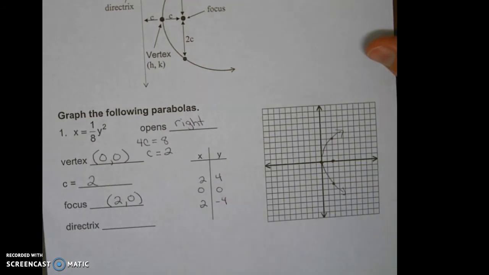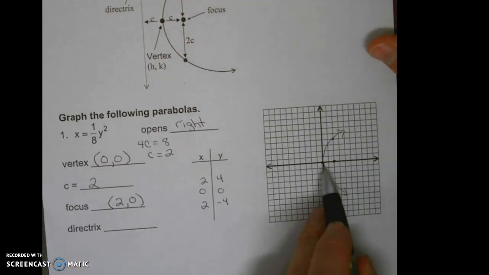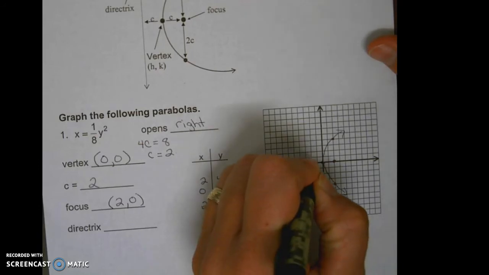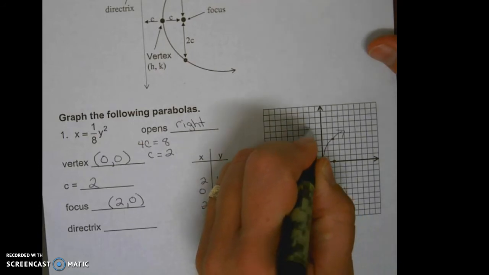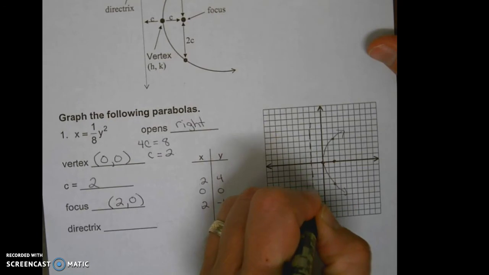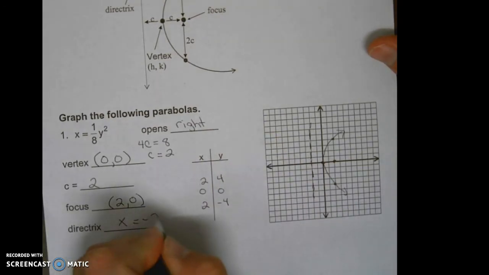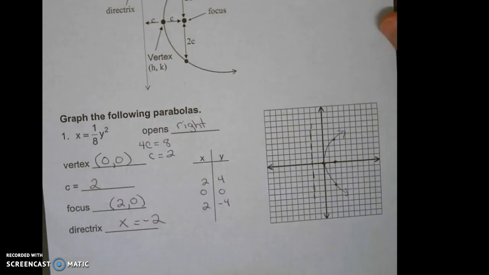Oh, sorry about that. Okay, so now to get to the directrix, we're going to go outside the parabola, 2 units, the opposite direction. Notice we're drawing a vertical line. And so we have the equation x equals negative 2 for our directrix. All right, let's move on.